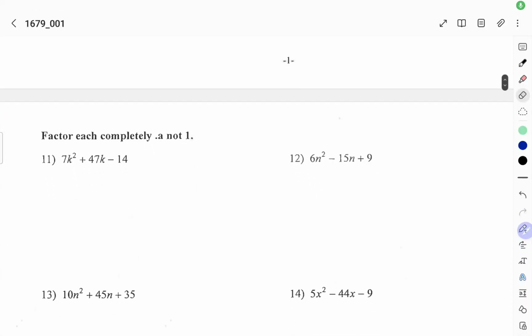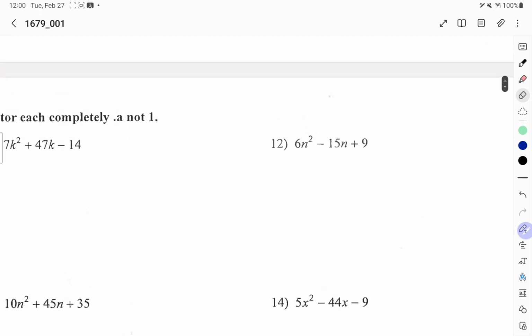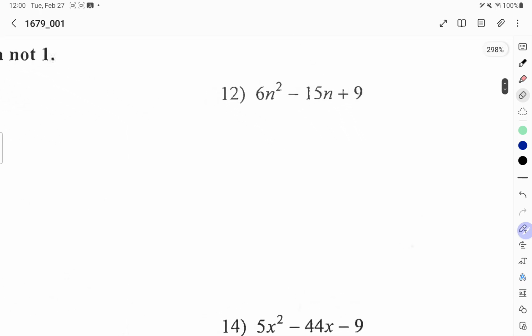So we're on the second makeup assignment. This is the second one. I'm gonna be looking at number 12, and the main reason I'm looking at number 12 is because you're gonna have to do what we did in the previous video. I'm gonna be looking at all three of my numbers in my trinomial. So I'm looking at 6, 15, and 9.